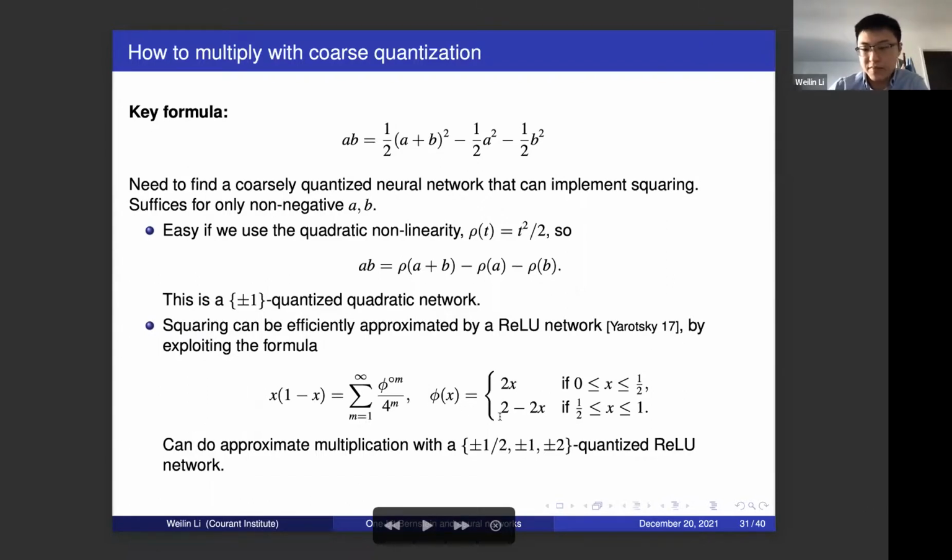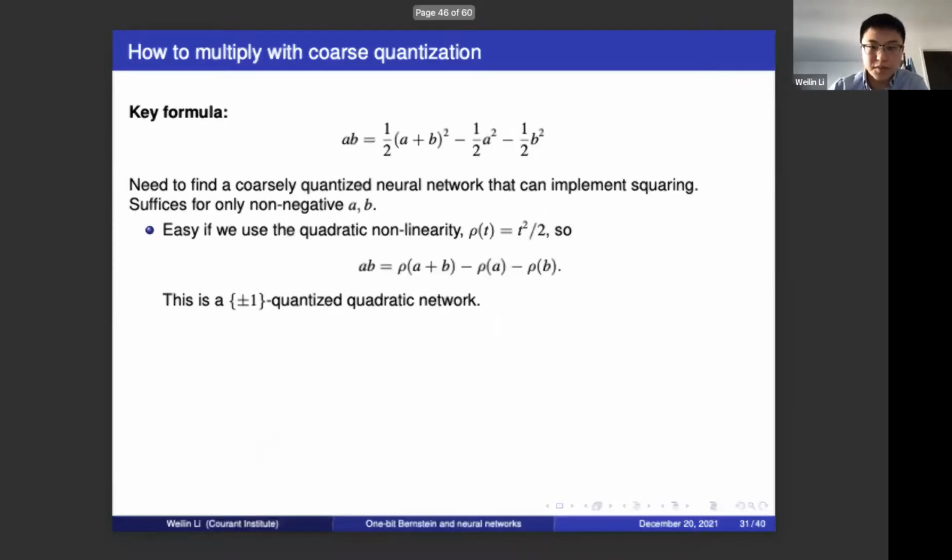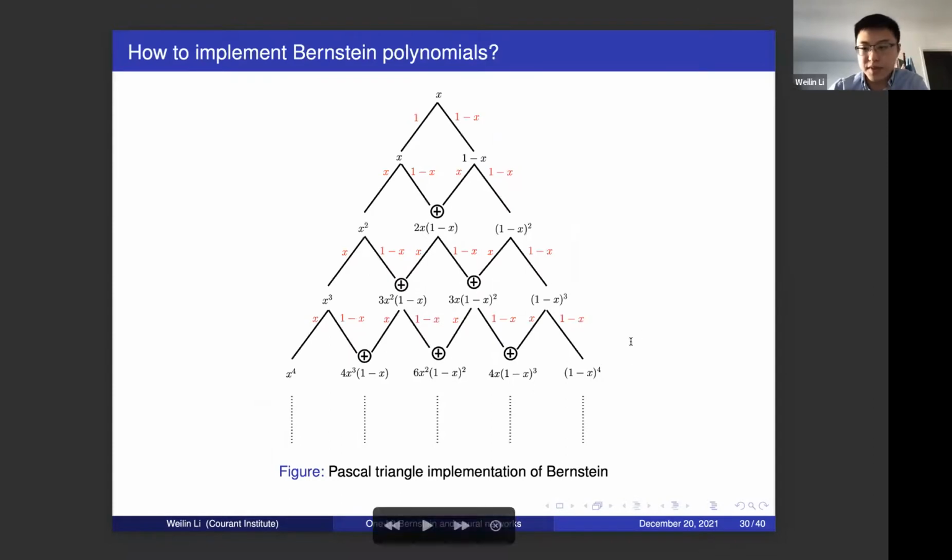But you can see that phi can be written, I mean, I don't have the formula here, but it's believable, that phi can be written as a linear combination of ReLU terms. And each of these only needs plus minus 1, plus minus 2, plus minus 1/2. So using this idea of Yarotsky, but making some slight modifications, we can do approximate multiplication with this 3-bit quantized ReLU network. Once you have approximate multiplication or multiplication, implementation of the Bernstein polynomials is simple.